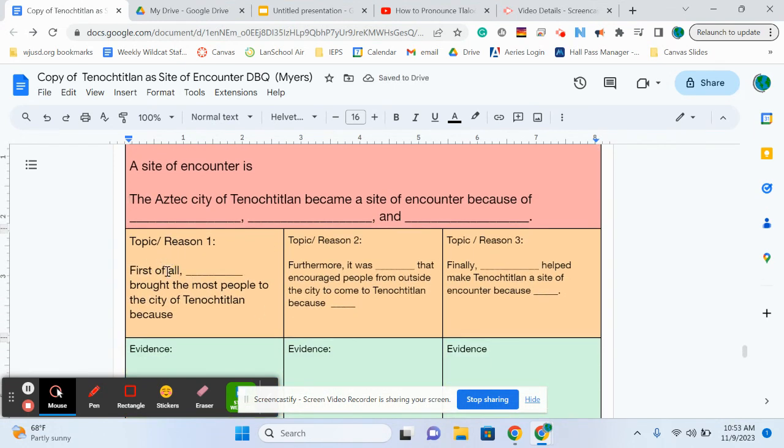So we're going to write our topic sentences first. Topic one, or claim one, is which one brought the most people. Whatever you put in this first blank, trade, conquest, religion, you're going to put in this blank. So this one goes right here. And then you're going to explain, why did that bring the most people? Why was that the most important?